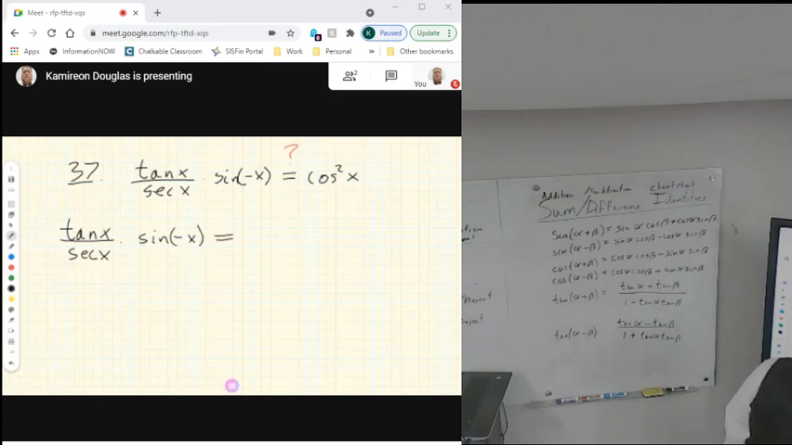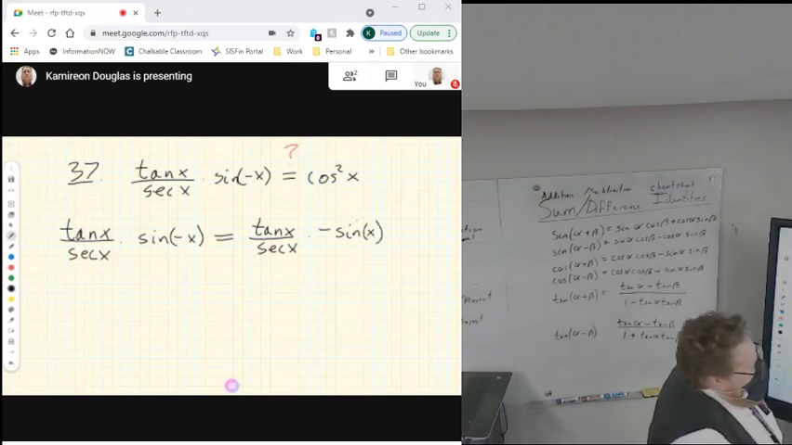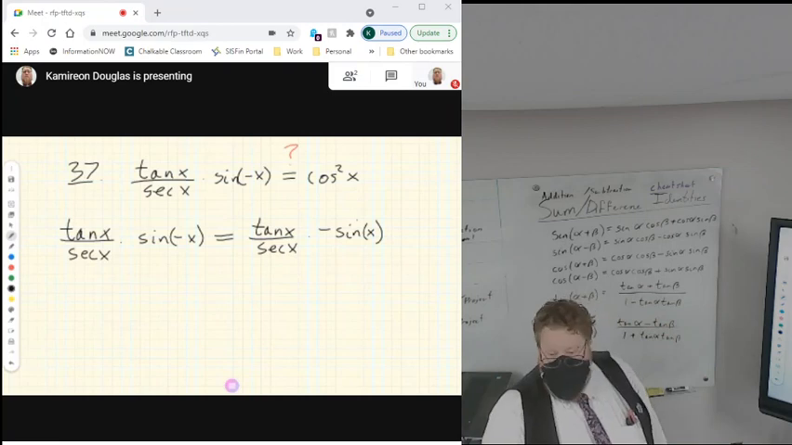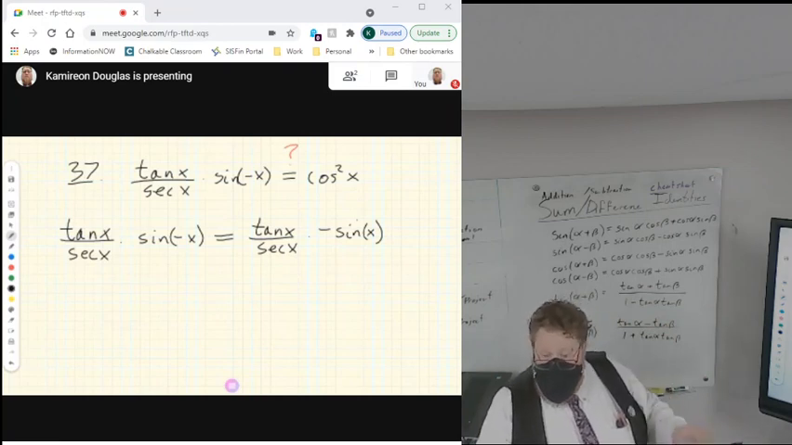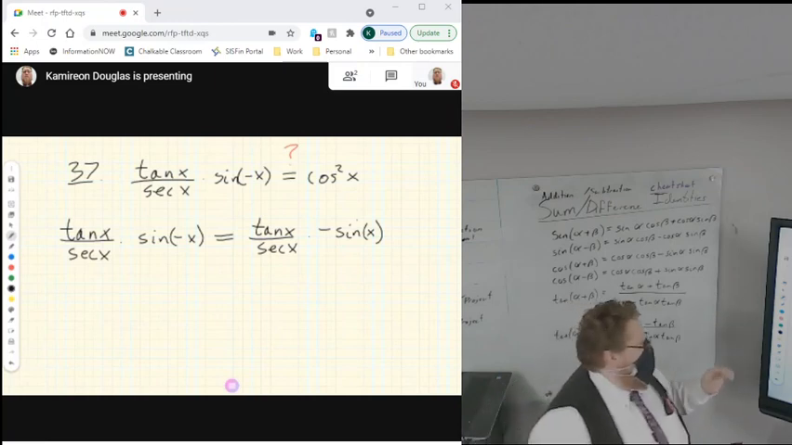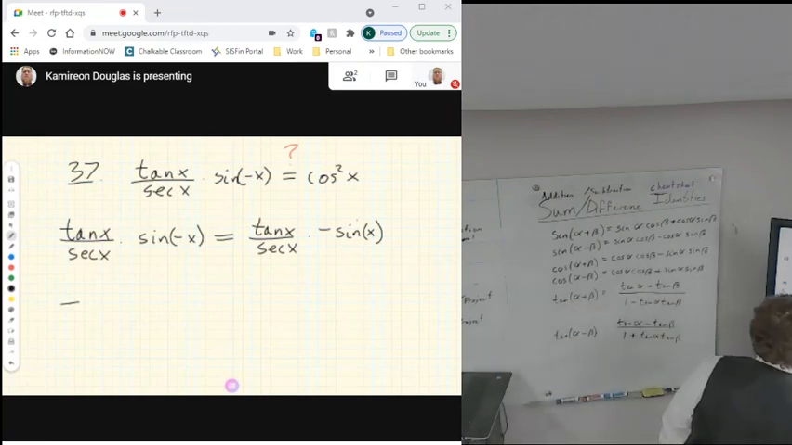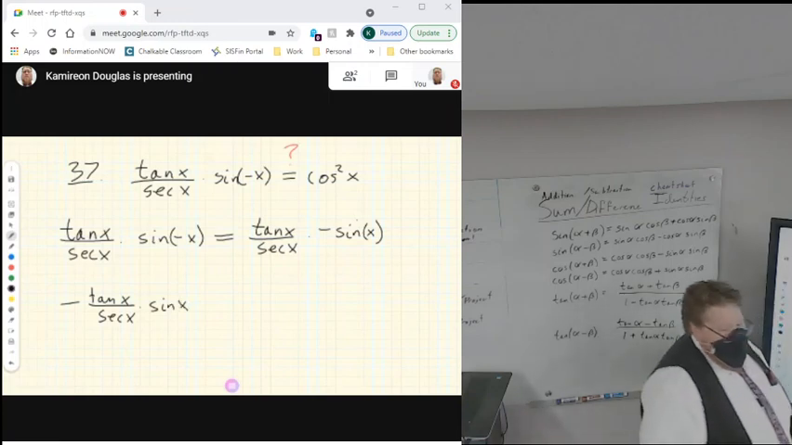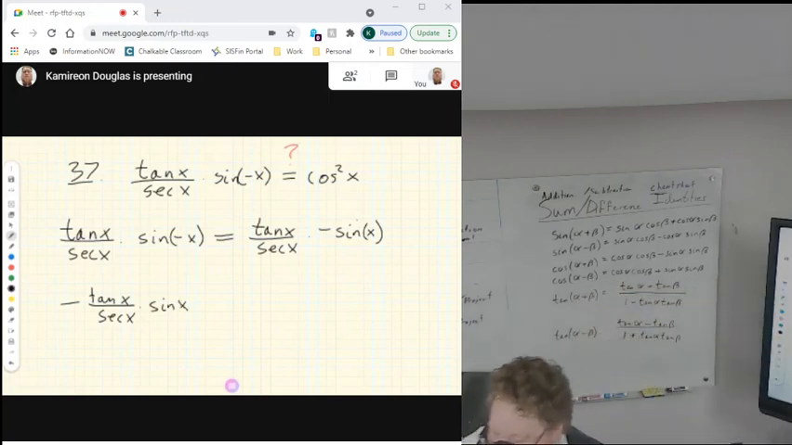You said the negative out first? Yeah. This will become tangent of x over secant of x times negative sine of x. Now, I'm going to make a small change right now before I do anything else. I'm going to move that negative to the front. That way I do not confuse this with minus sine of x. So my next step is going to be negative tangent of x over secant of x times sine of x. I'm doing this because I know who I am as a person. I am the person who will forget that negative sign and mess up this problem. Learn who you are.